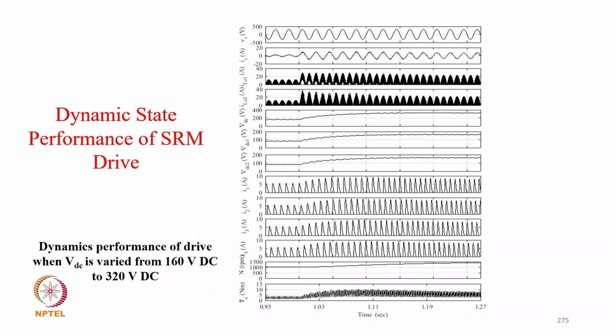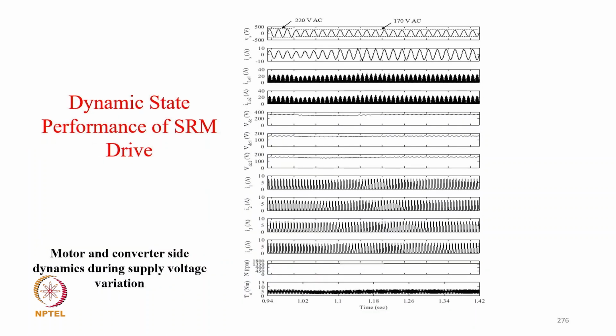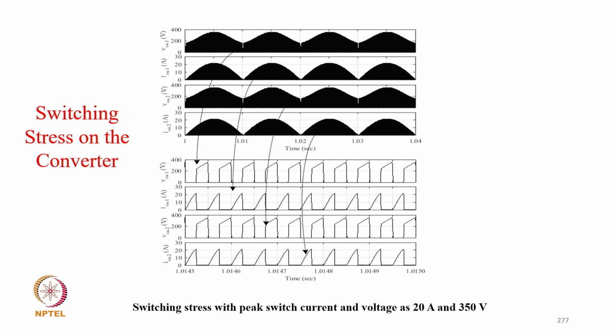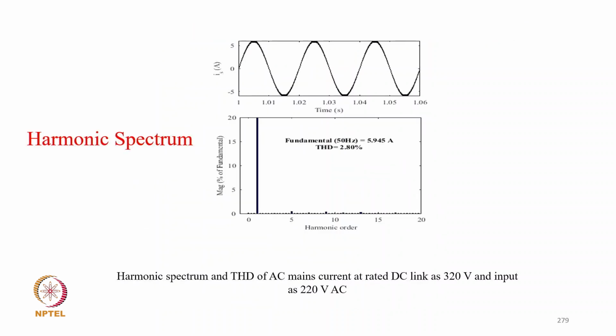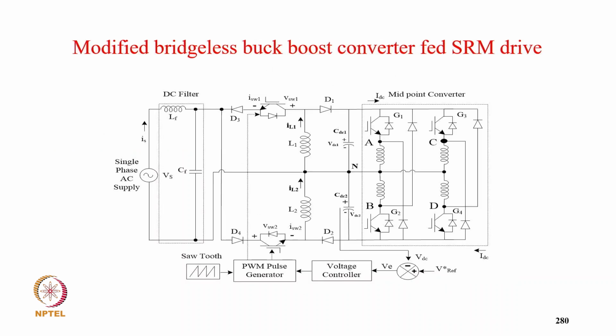Then typically your drive and DC-link voltage change from 160 to 320. Supply current remains in phase with the supply voltage, and harmonics are also less. This is for dynamics of the drive, typically during supply voltage variation. Then the switching stress on the devices, and typically you can see at the varying DC-link voltage at different speeds, we get the power factor 0.99 in most of the cases, as well as THD quite low, less than 5-6%. So the harmonic at full load is 2.8% of supply current.